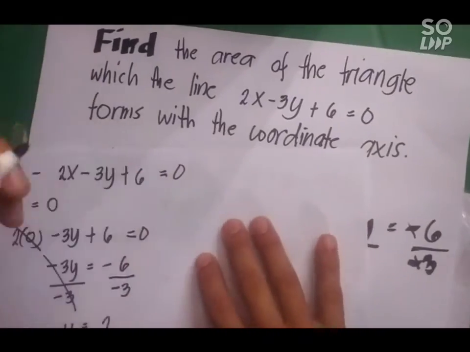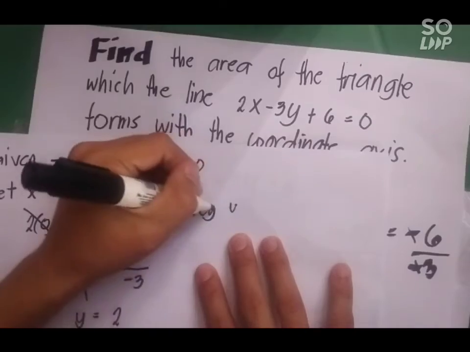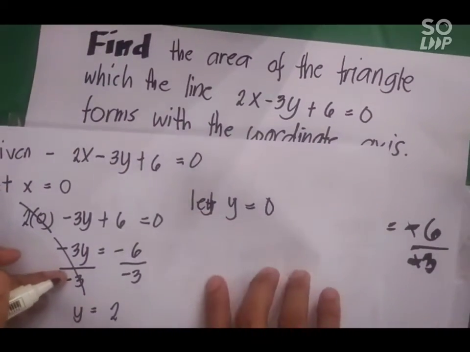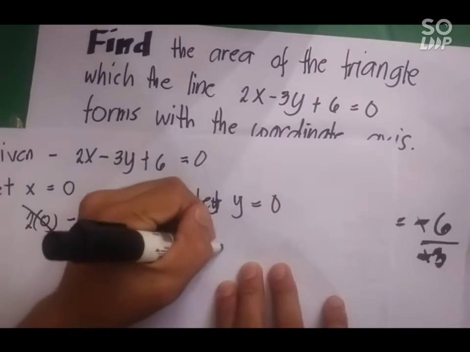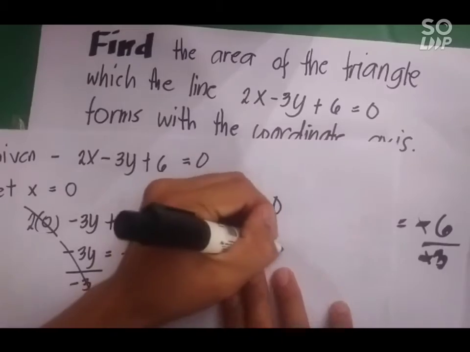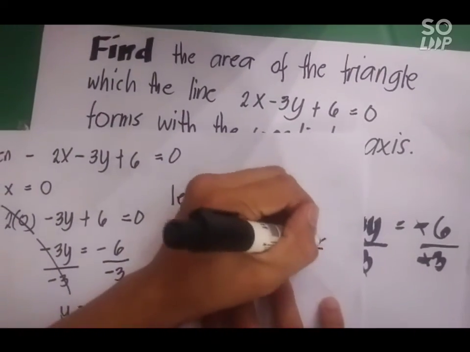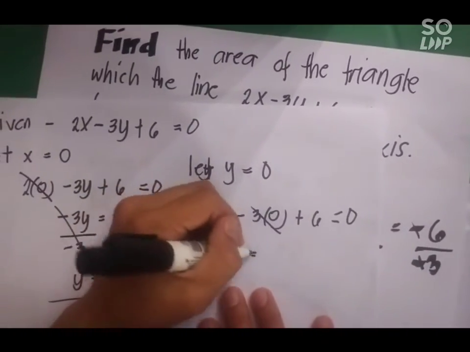So let y equals 0. So ang y na sa atong let og ato 0. So 2x minus 3y to 0 which plus 6 equals 0. So cancel. So 2x equals negative 6.